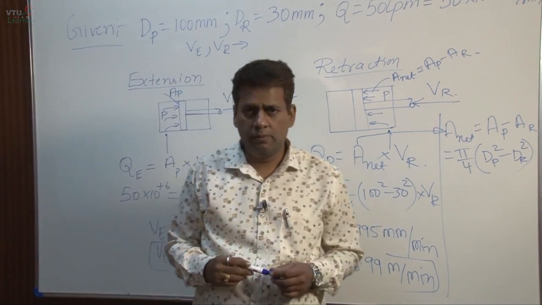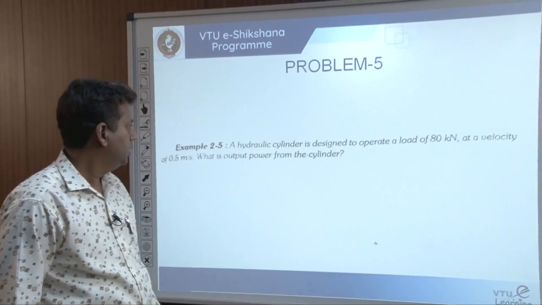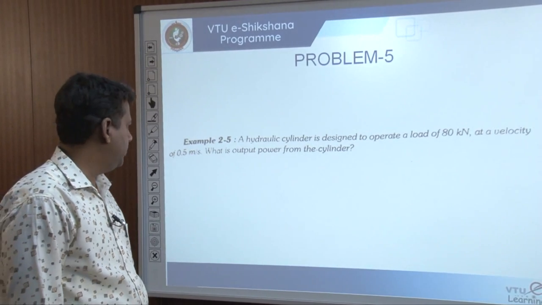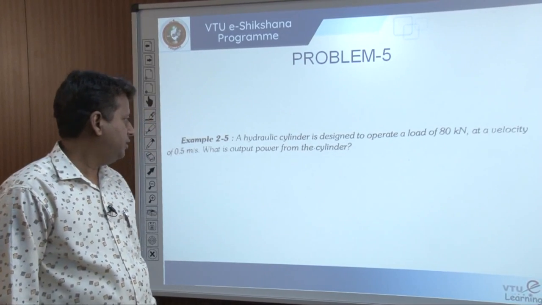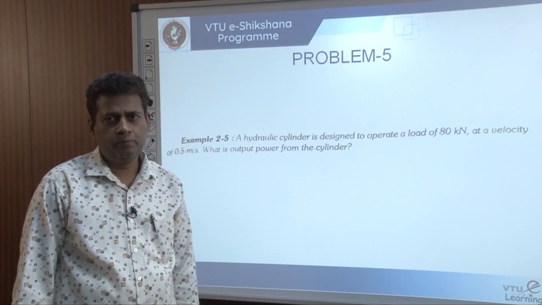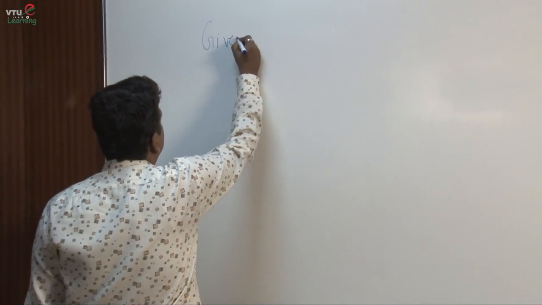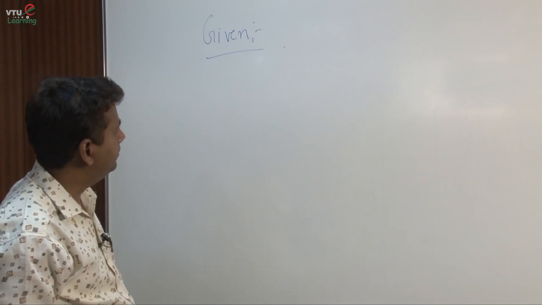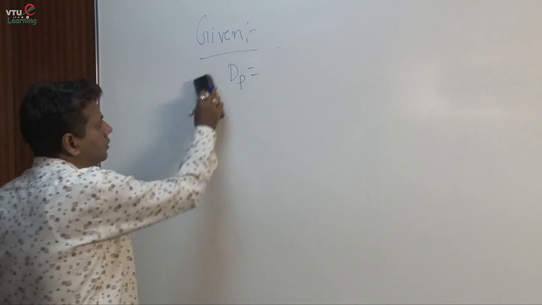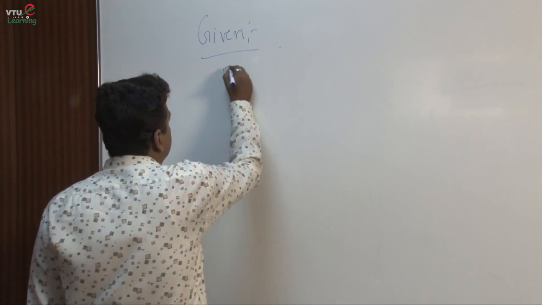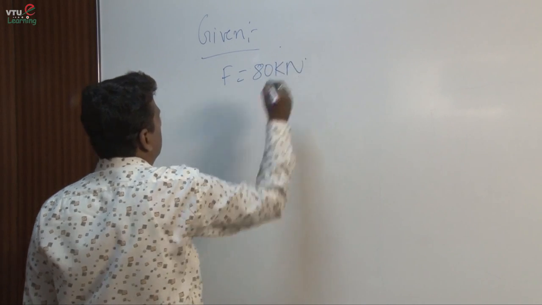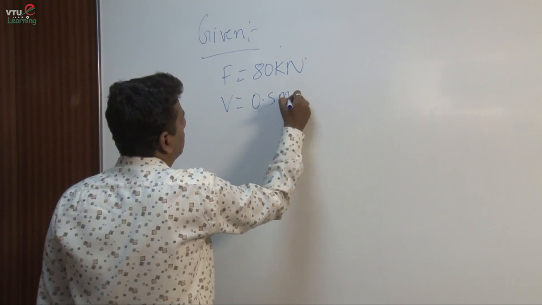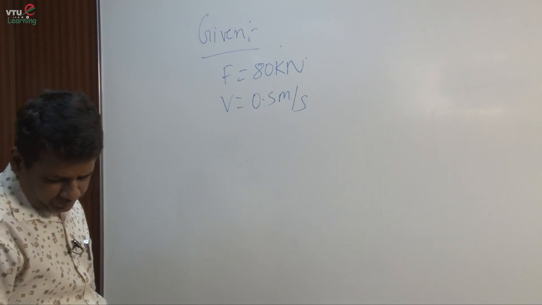So let us solve the next problem, problem number 5. A hydraulic cylinder is designed to operate a load of 80 kilonewton at a velocity of 0.5 meter per second. At this condition, what is the output power from the cylinder? Let us solve this problem. A hydraulic cylinder is the given item here. The force given is 80 kilonewton and the velocity is 0.5 meter per second. You have to find out the power output from the cylinder.